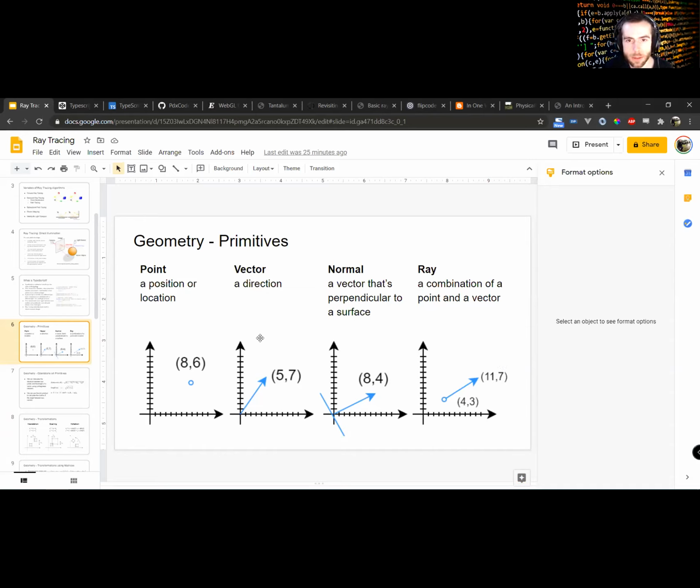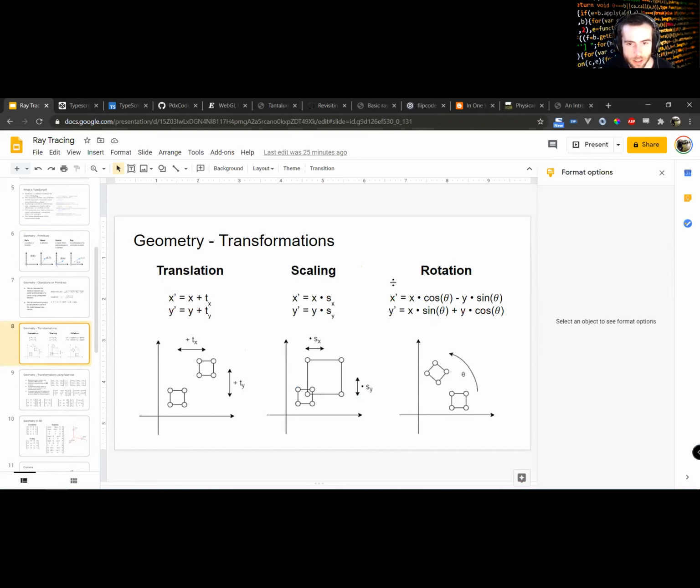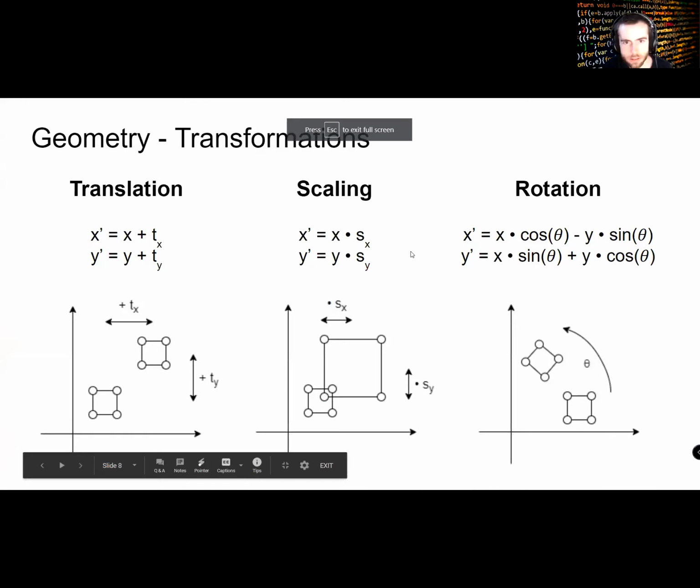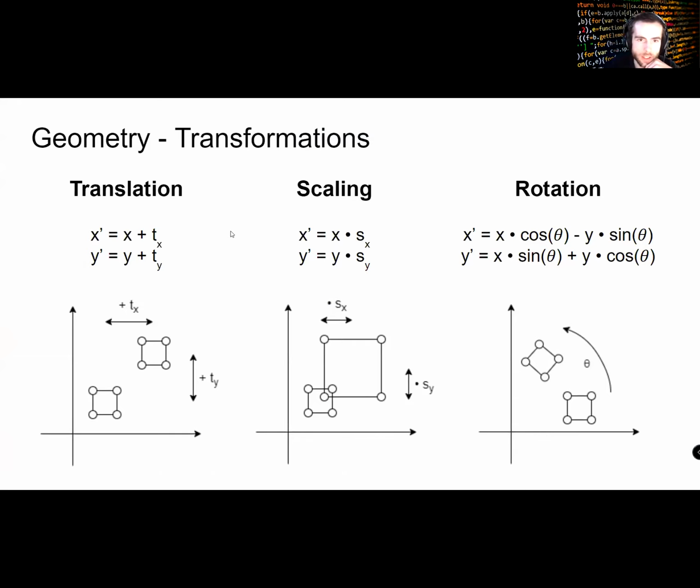So that's basically how we're going to calculate the intersection of that ray with objects in the scene. Okay. And then really quickly about transformations. Here are a few really simple forms of transformations: translation, scaling, and rotation. Translation, we're just adding a value to x and y, so we can move things around. Scaling, we multiply by a value, and then rotation is a little complicated.